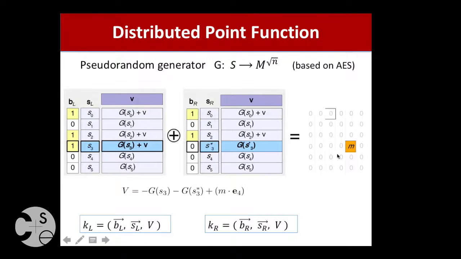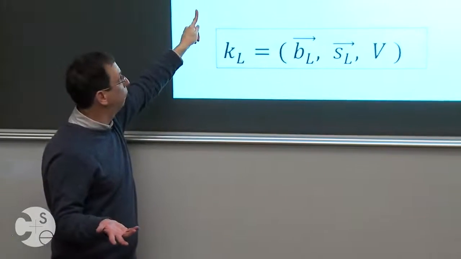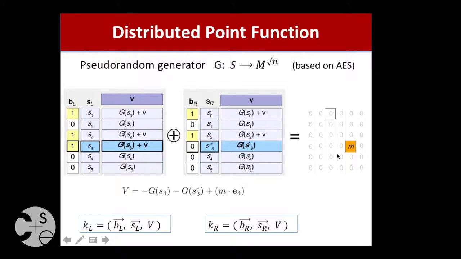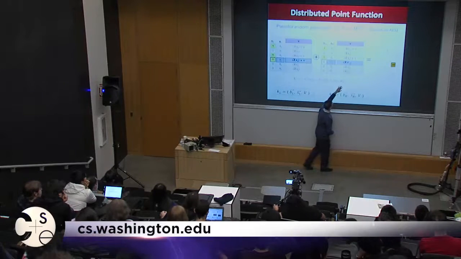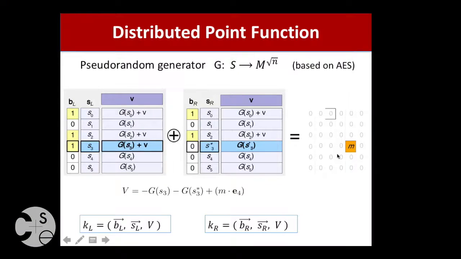And why is this private? Well, if you only get to see these, the vector BL is just a random binary vector. The vector SL is just a random vector of seeds, and the vector V is blinded by this thing. It could reveal what the message is, but it's blinded by a seed that you don't know. The left guy knows S3, but he doesn't know S3 star. So the message is blinded. The right guy knows S3 star, but he doesn't know S3. So again, the message is blinded.